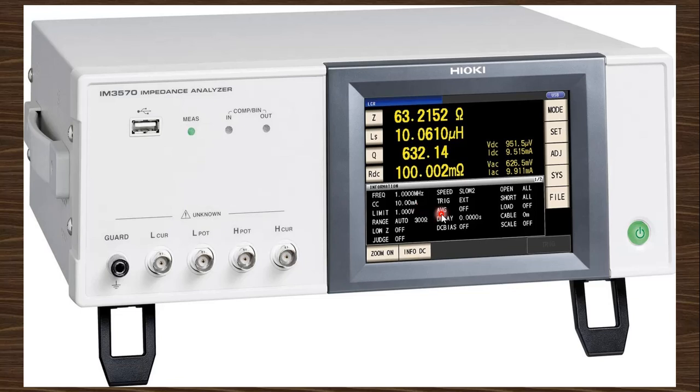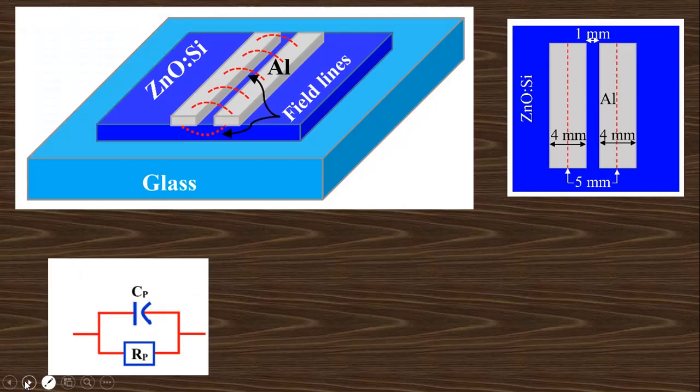Okay, how can we find it out? Just discuss about here. Consider this is a glass. This is an insulating glass, and this is the dielectric material. This is actually silicon doped zinc oxide.